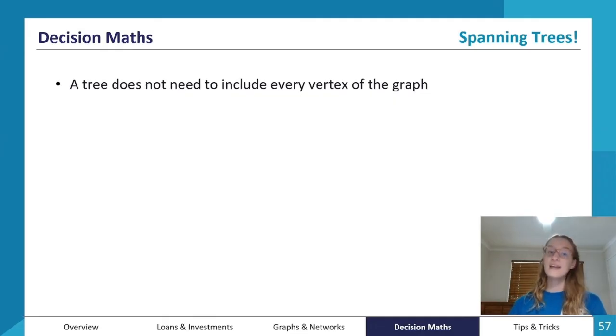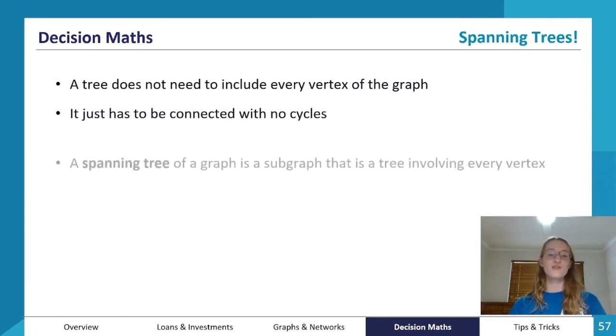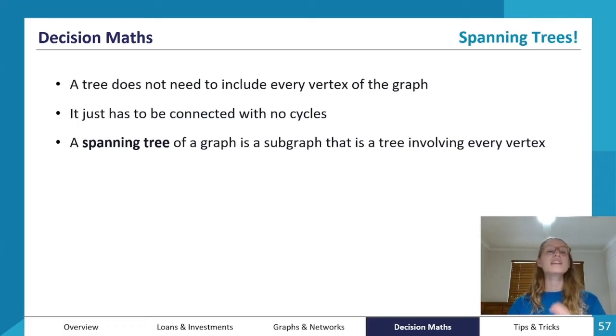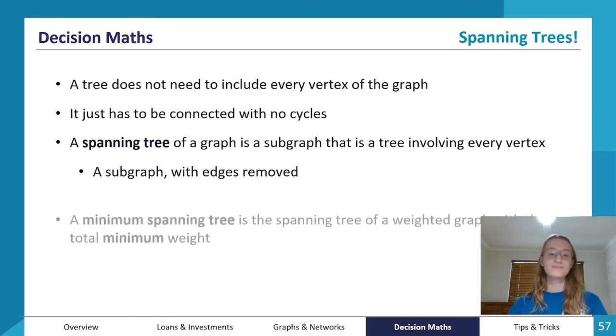But what about a spanning tree? A tree does not need to include every vertex of the graph. It just has to be connected with no cycles and no loops, no multiple edges, all of that. So a spanning tree of a graph is a subgraph, which we talked about earlier, that is a tree involving every vertex. So a subgraph, so some information removed but nothing added, but it does need every vertex. So a spanning tree means that some edges have been removed.